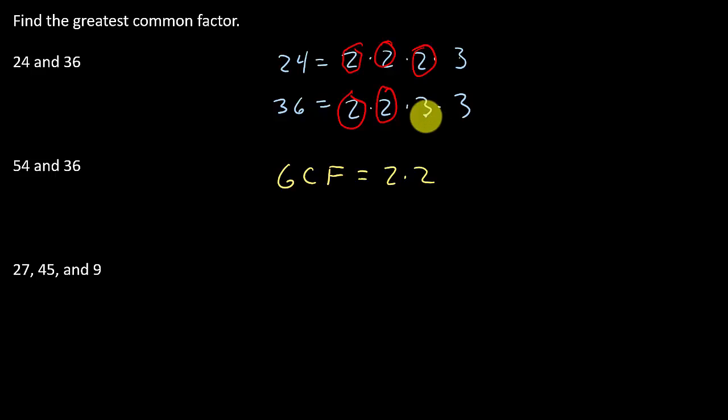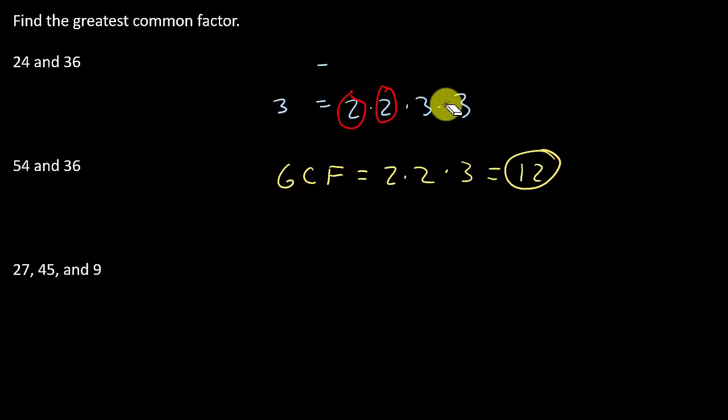And then we look at the 3's. In the 24, the 3 appears once. In the 36, it appears twice. So we use it the least amount of times it appears, which is 1 time. So that's times 3. And then 2 times 2 is 4, and 4 times 3 is 12. And that's your greatest common factor. All right, let's look at the next one.